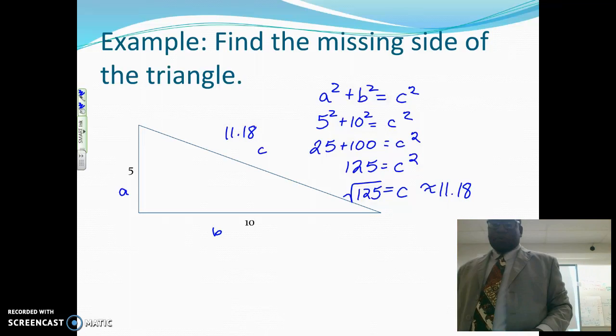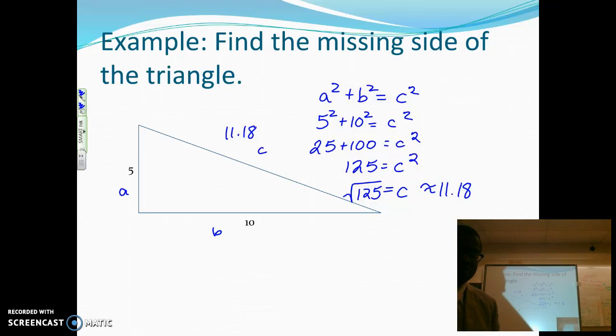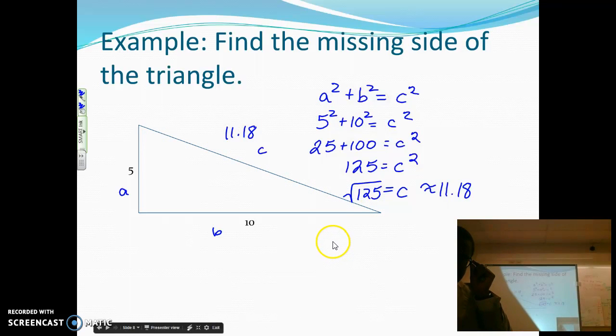One thing to keep in mind when we're doing the Pythagorean theorem is that our hypotenuse should always be the longest side. So if ever we have c is not the longest side, then we may have done something incorrect.